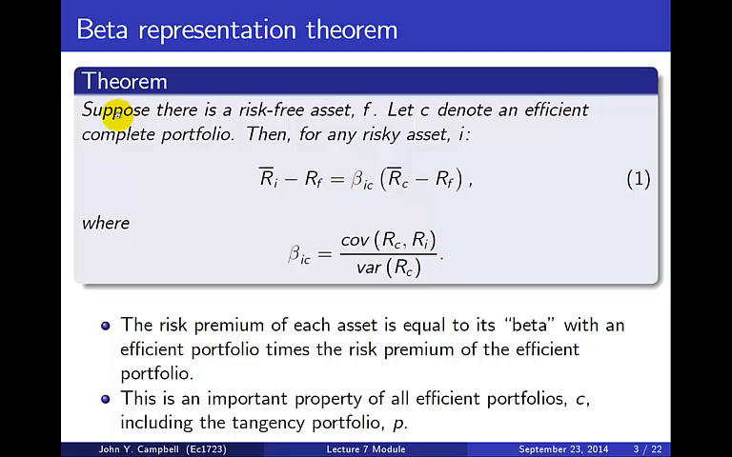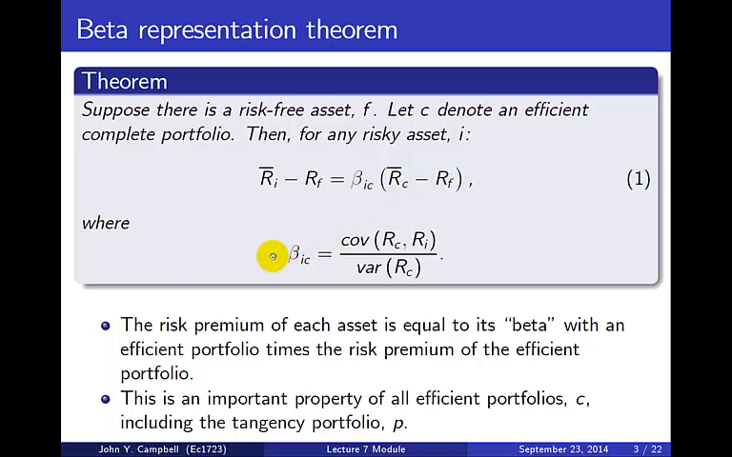We're going to think about a situation where we have a risk-free asset with return RF. We have a complete portfolio C, which is mean variance efficient, and we have an arbitrary risky asset, which we write I. Then the result, which I'm going to show you, is that the average excess return on asset I over the risk-free rate must be the beta of asset I with the complete portfolio times the average excess return on the complete portfolio over the risk-free rate.